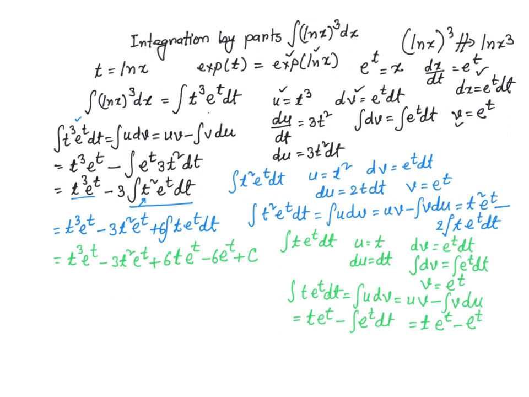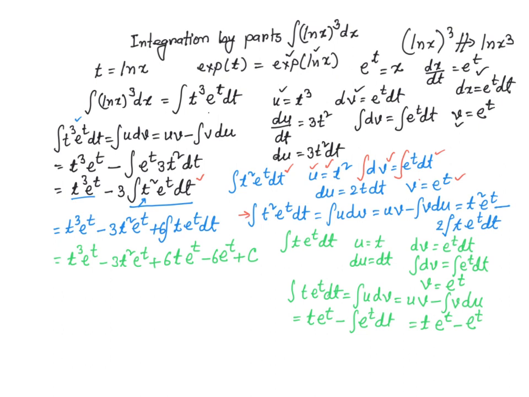Now let me explain what I did here. I have done some integration by parts. I started with the integral of t square e to the power t dt. I have assumed u is equal to t square and dv is equal to e to the power t dt. So the derivative of u is 2t times dt, so du is equal to 2t dt. If I integrate dv, that gives me v is equal to e to the power t.